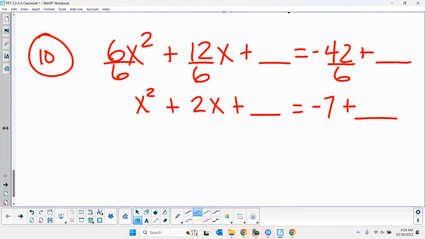All right, what's half of 2? 1. What's 1 squared? 1. Negative 7 plus 1 is negative 6. Factor that. The square root of x squared. There's a plus in front of the 2, in front of the b. So that's plus. Square root of 1 is 1. Questions?